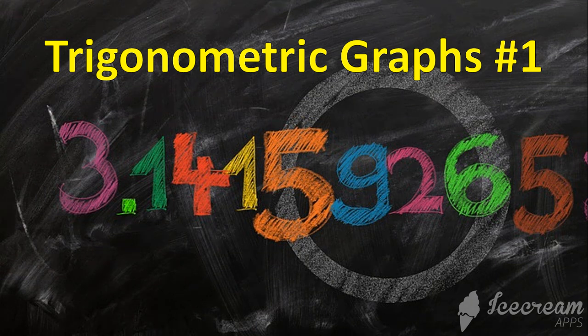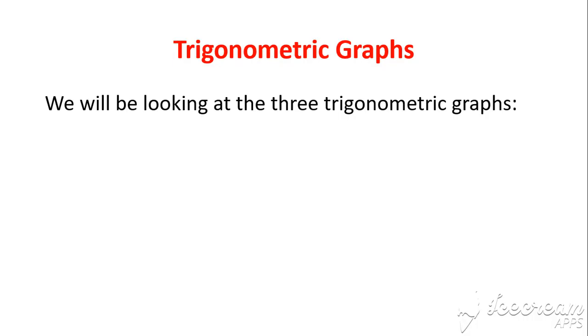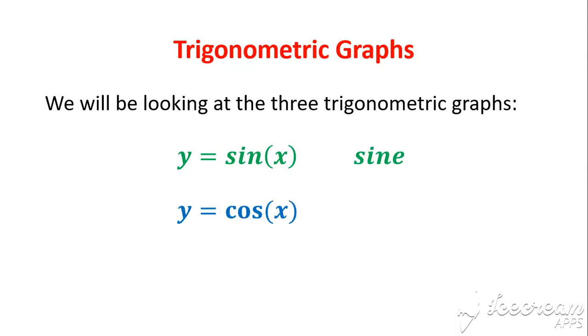We're going to look at some trigonometric graphs now. And the first thing we're going to do is go back and look at the very basic functions for sine, cosine and tan. So we've got sine, y equals sine x. We've got the cosine graph, y equals cos x. And we've got the tan graph, which is short for tangent, y equals tan x.